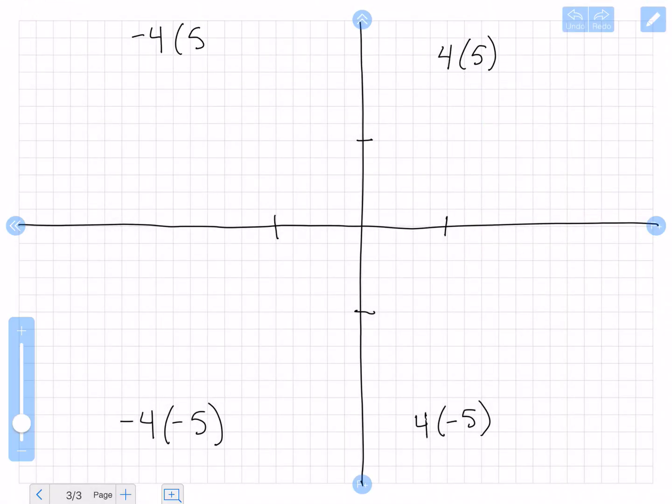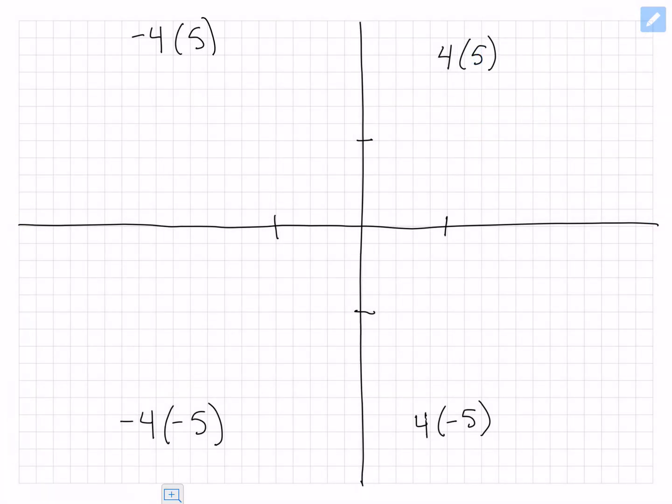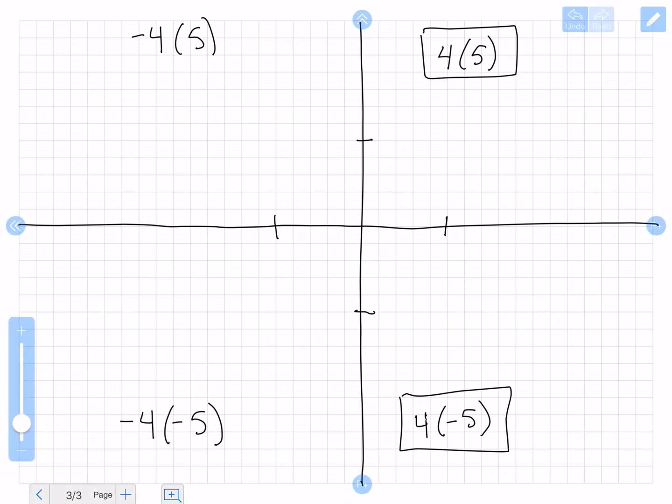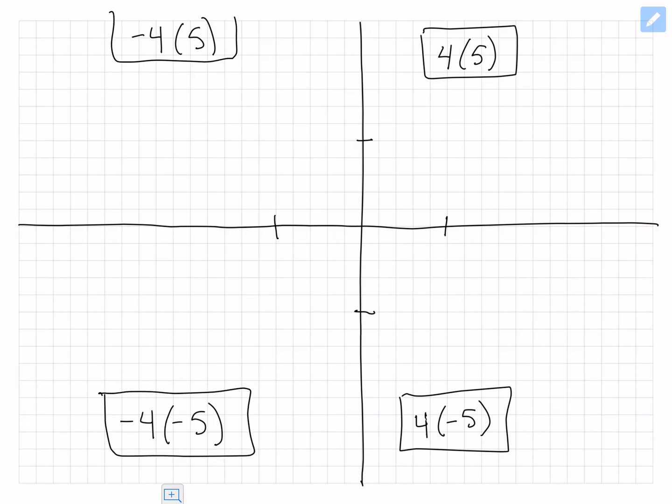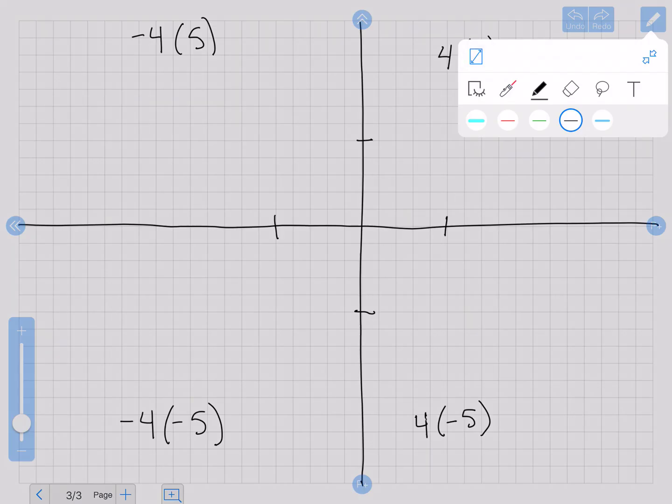I'm going to show you a few examples of how to multiply integers, and I am going to use the coordinate system to show you how to do this. So I'm going to be doing 4 times 5, 4 times negative 5, negative 4 times negative 5, and negative 4 times 5. Let's start with 4 times negative 5.